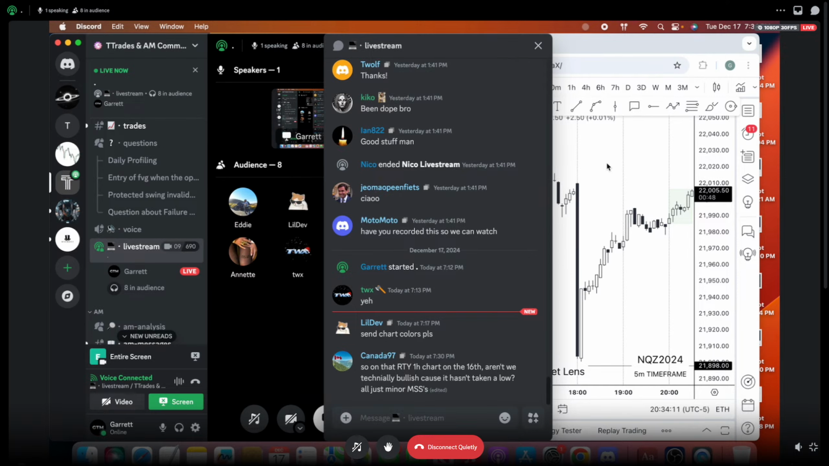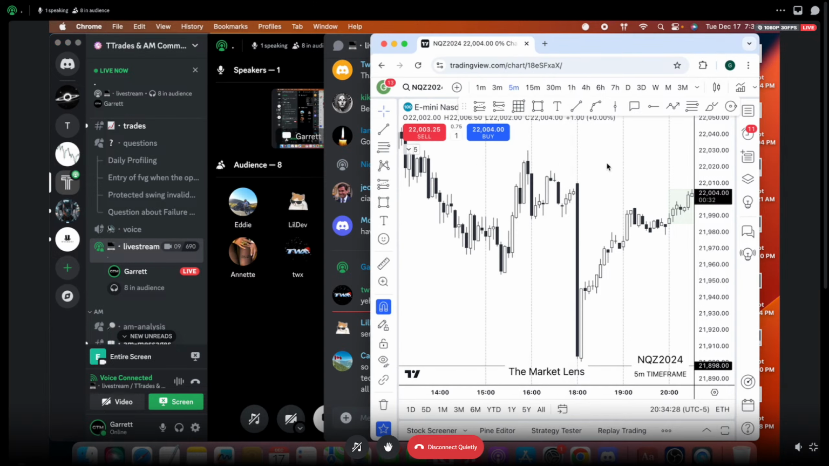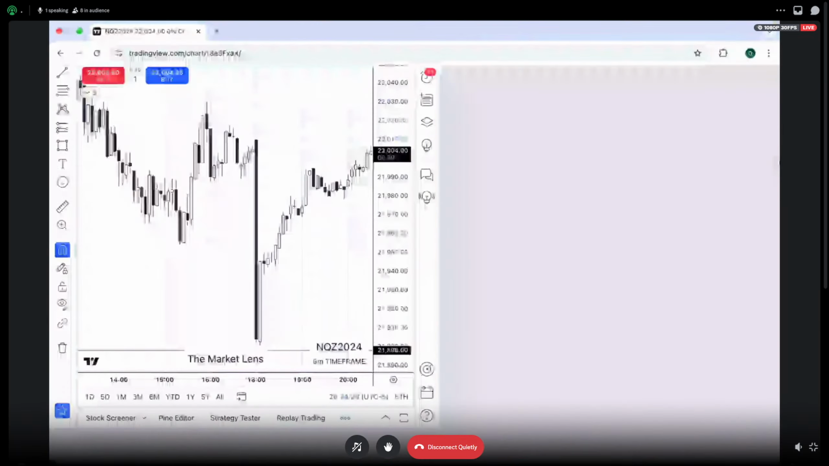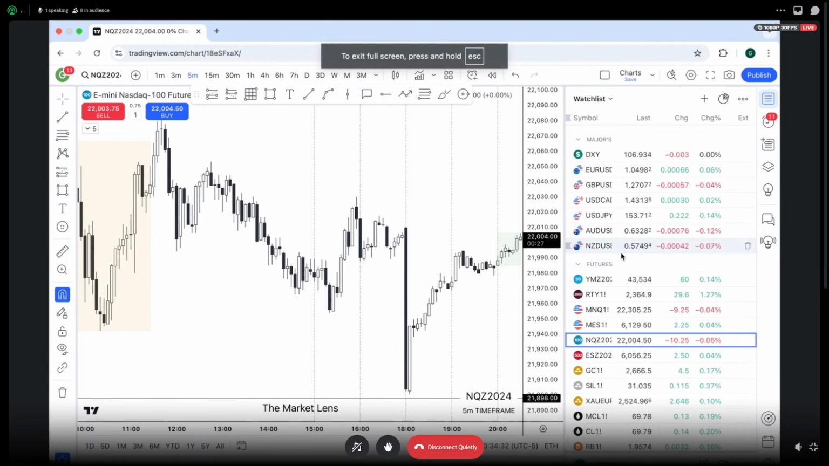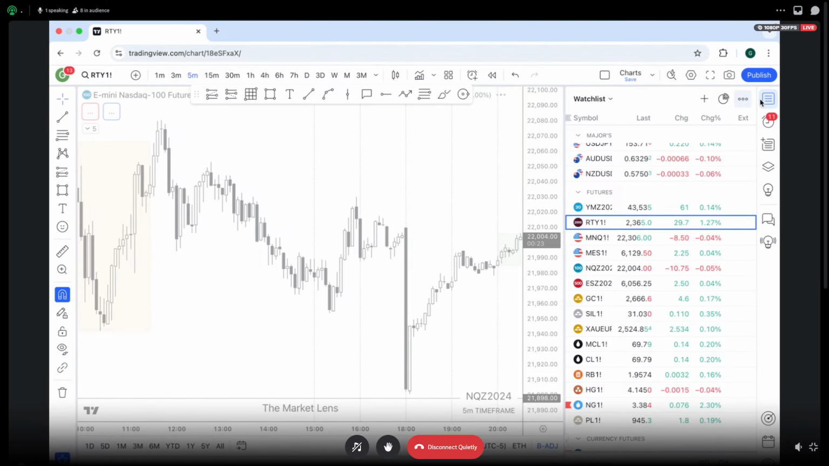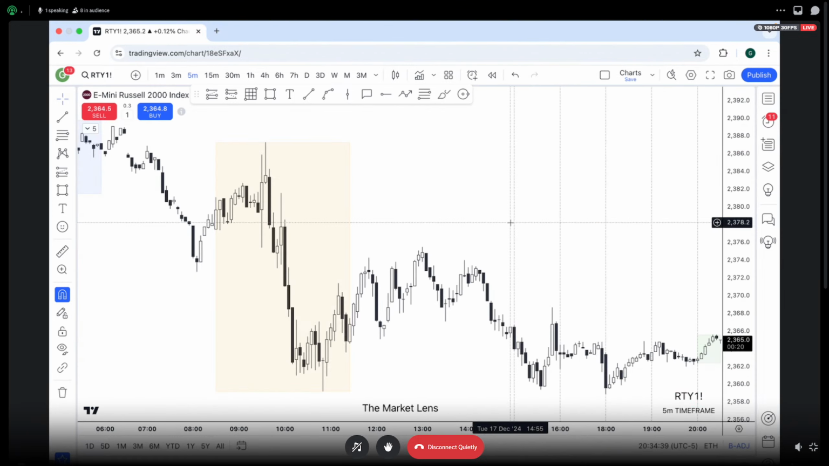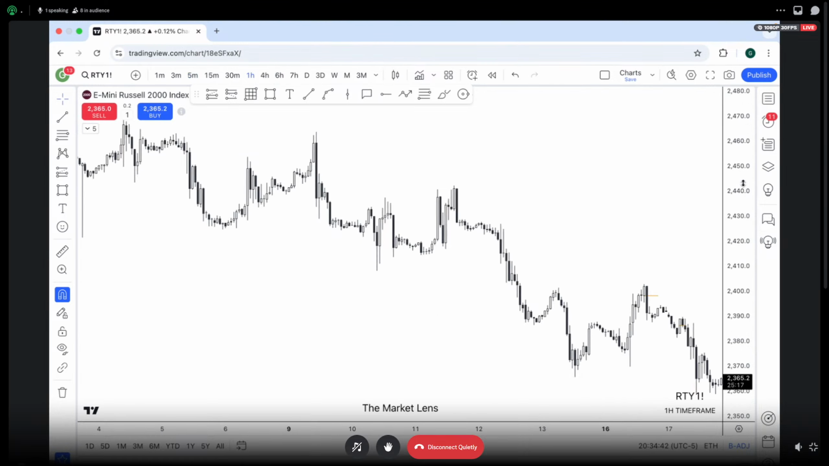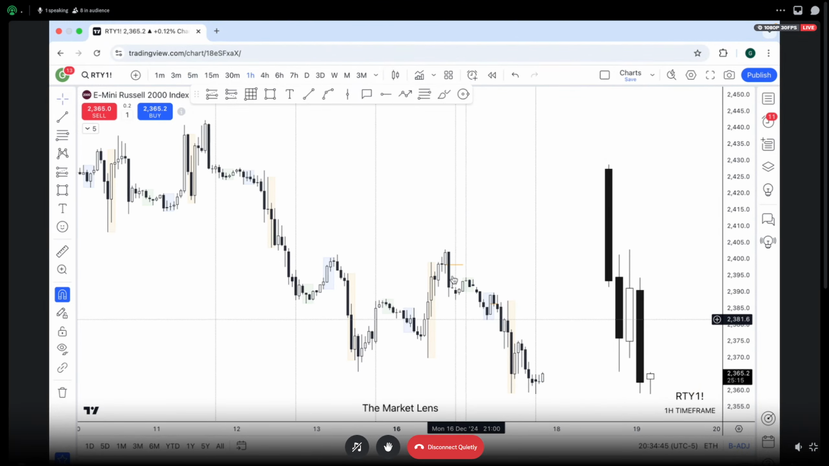So on that RTI 1 hour on the 16th, aren't we technically bullish because it hasn't taken a low of all the major minor market structures? So on that RTI 1 hour chart on the 16th, aren't we technically bullish? I don't know what you're talking about. Wait, 1 hour chart bullish. Oh, you mean like okay, hold on. You mean like yesterday, right? You mean here? Technically bullish?